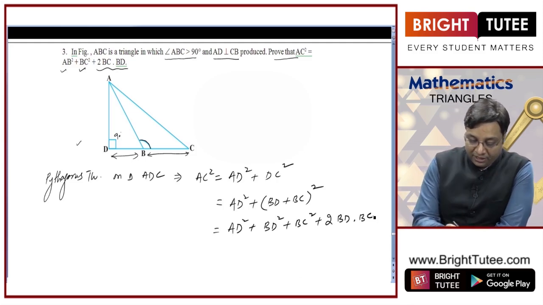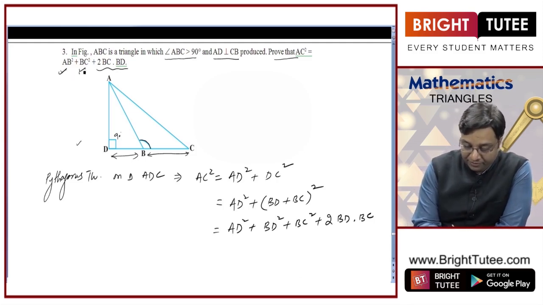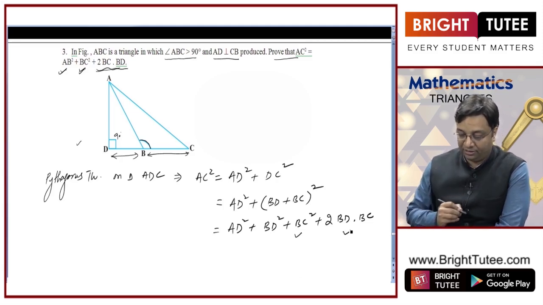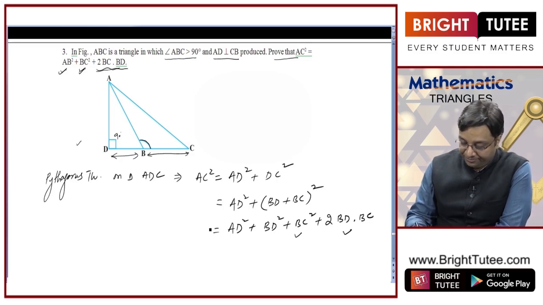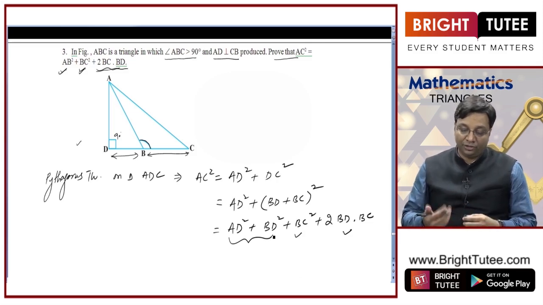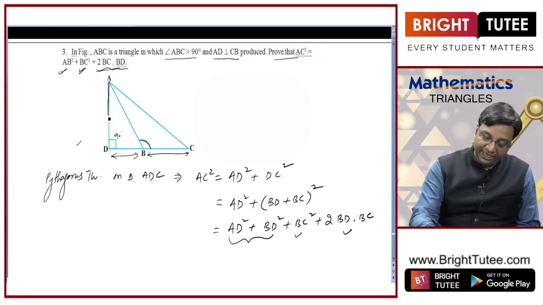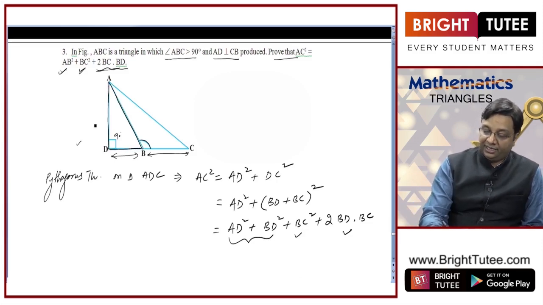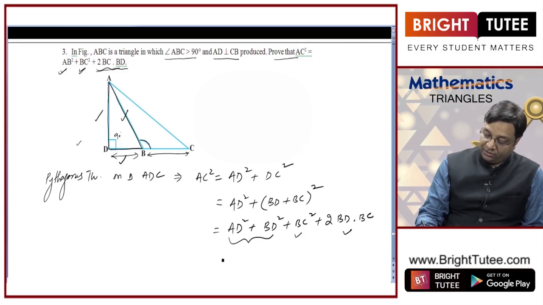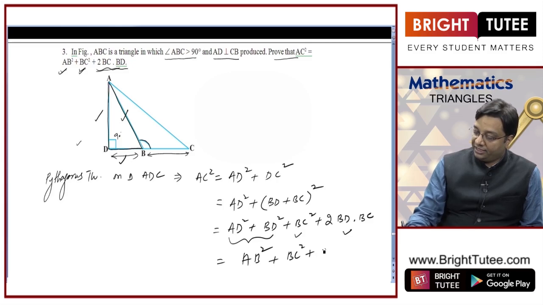Okay. Now look at the right hand side. I require AB square, BC square and 2BC into BD. So I require this also. I just don't require this portion, AD square plus BD square. So fortunately, if you look at triangle ADB, this is another right angle triangle, and AD square plus DB square will nothing be but AB square. So I can simply replace it by AB square, and rest of the terms I will write as it is. Hence proved.